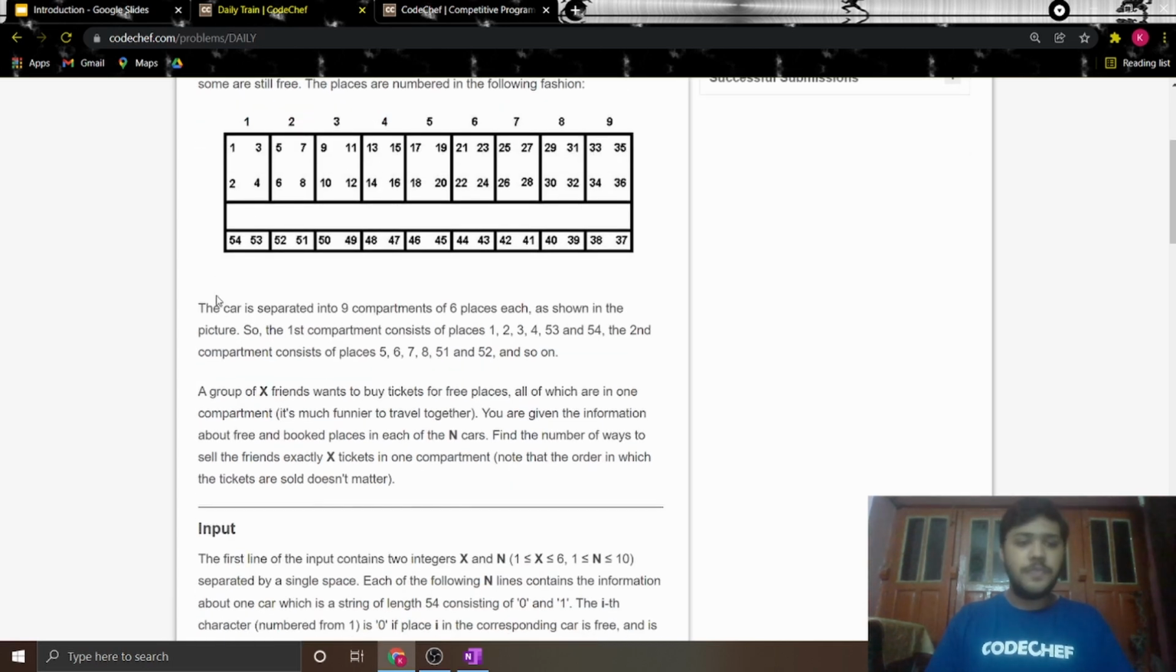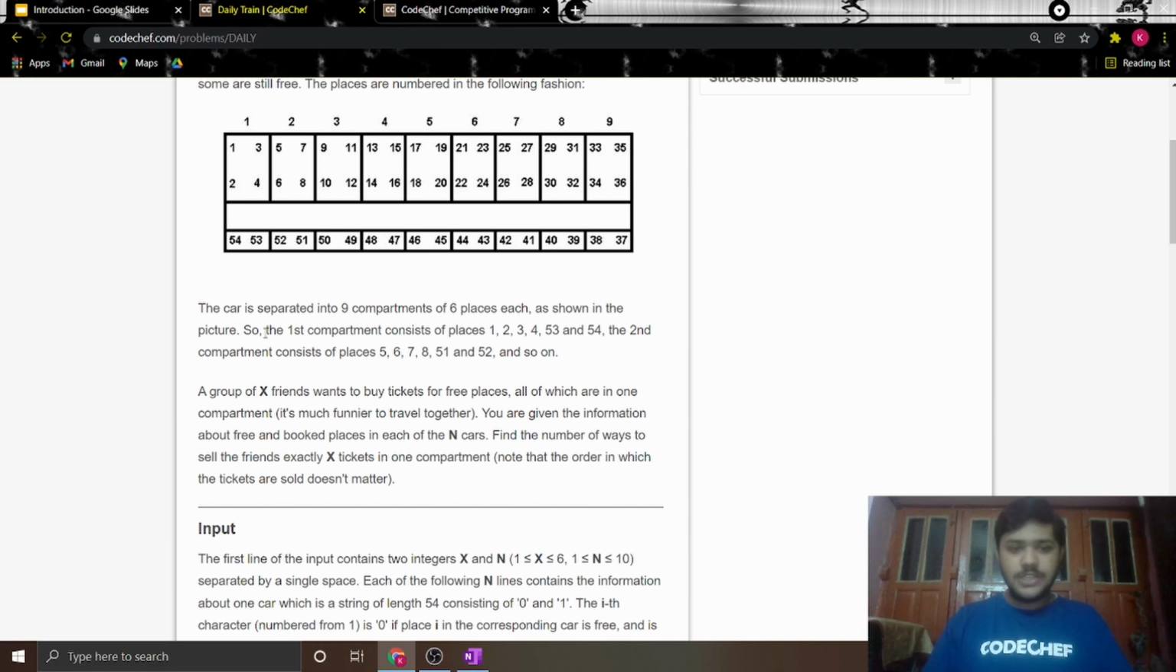Now the car is separated into 9 compartments of 6 places each. So this particular thing is a compartment: the first 4 and the last 2. Now the second 4 and the second last 2. The third 4 and the third last 2. The fourth 4 and the fourth last 2. And so on till the ninth 4 elements, which is 33 till 36, and the ninth last 2, which is 37 and 38. Okay, now as shown in the picture.